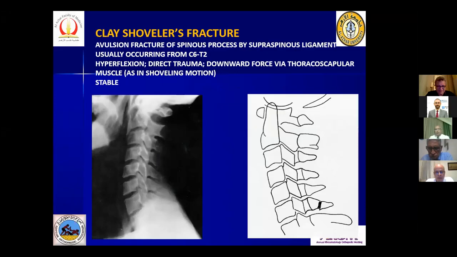What about Clay-Shoveler's disease? This is a patient who gets hit with a shovel or a sickle on his back, so he gets a Shoveler's fracture, and it is always a fracture of the C7 spinous process. So if you cannot see the C7, you can miss this type of fracture.